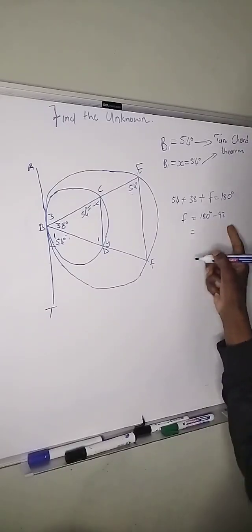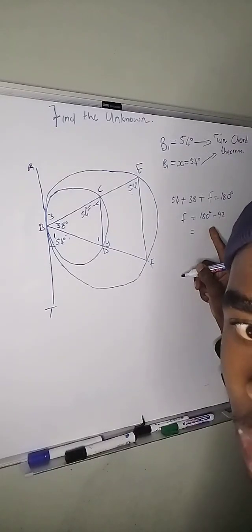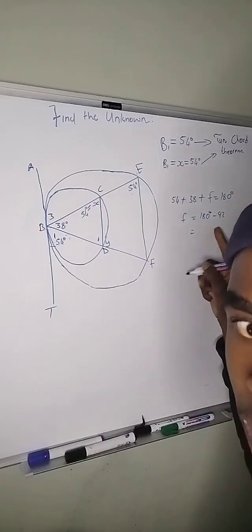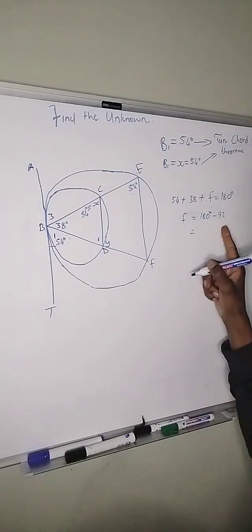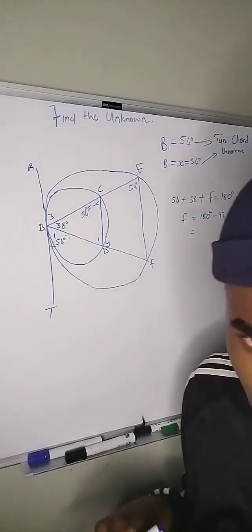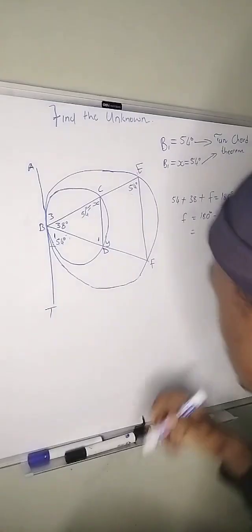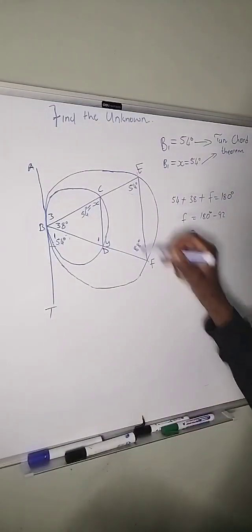What is this going to be equivalent to? What is 180 minus 92? 88. So f is going to be 88.